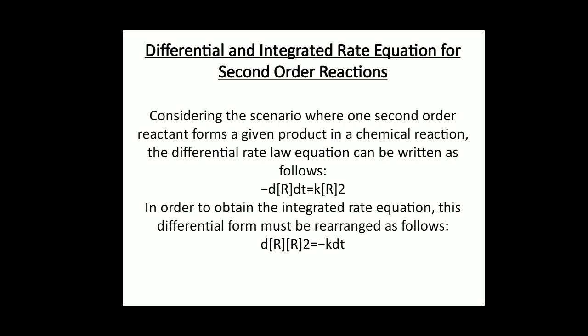Considering the scenario where one second order reactant forms a given product in a chemical reaction, the differential rate law equation can be written as minus d[R]/dt is equal to k[R]^2. In order to obtain the integrated rate equation, this differential form must be rearranged as d[R]/[R]^2 is equal to minus k dt.